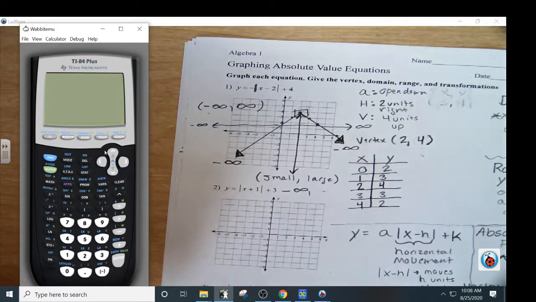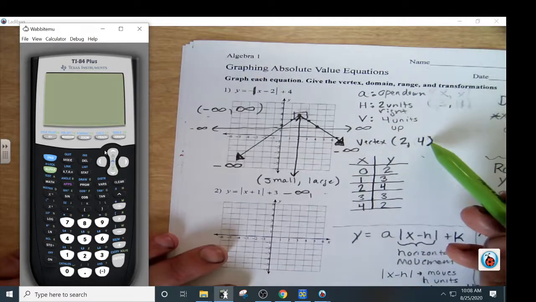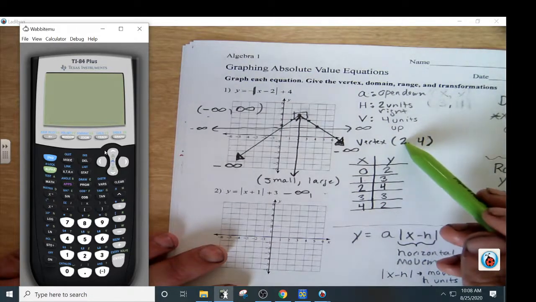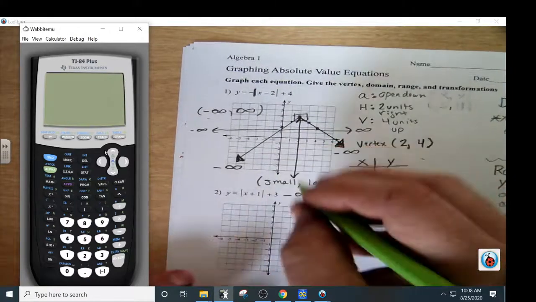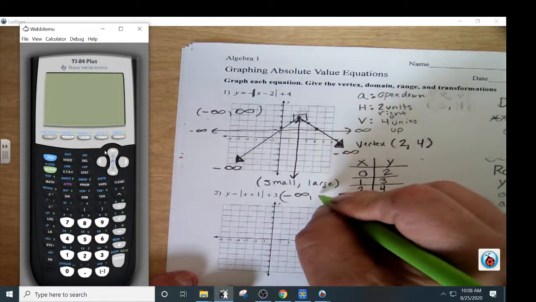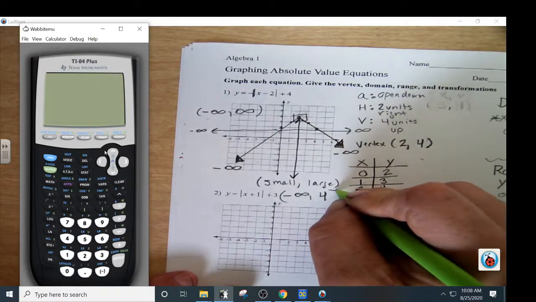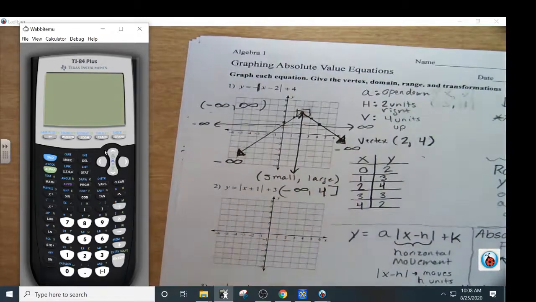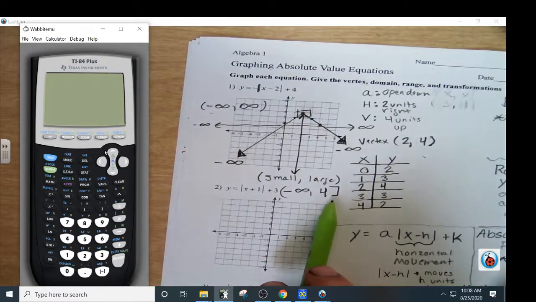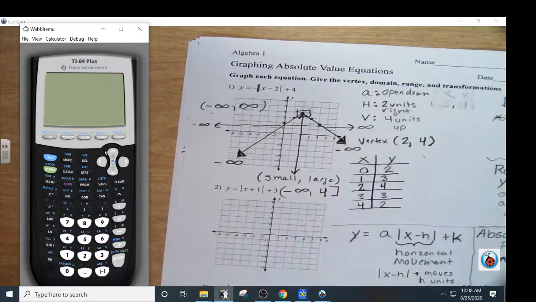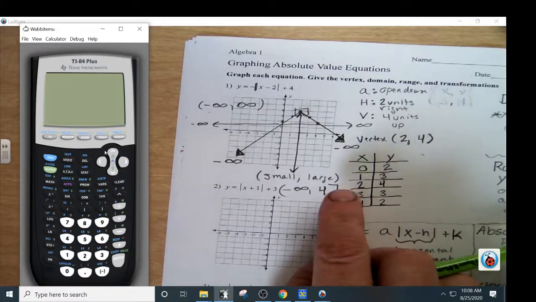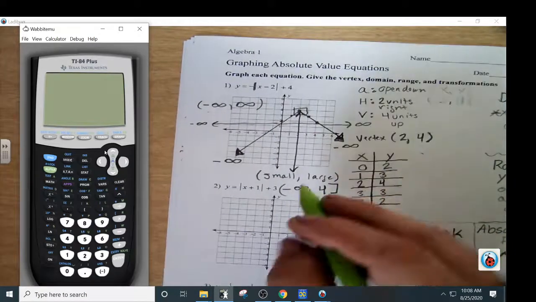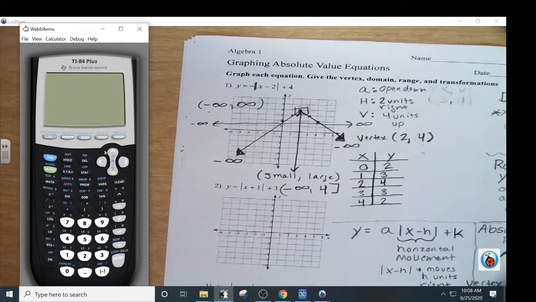Because range deals with what? Y values, right? The range deals with y values. So I don't care about the x values when it comes to my range. All I care about is the y value. So it's going to be negative infinity to positive 4. And guys, I'm not really going to be picky about it, but it should have a bracket like that instead of a parenthesis. This is just mathematically correct. I'm not really worried about it. If you want to do it with the parentheses, I'm happy with that. All right.